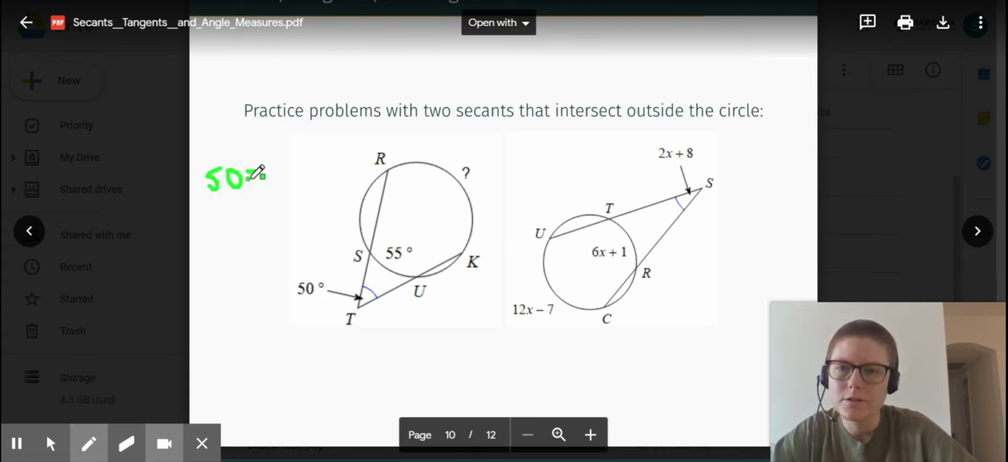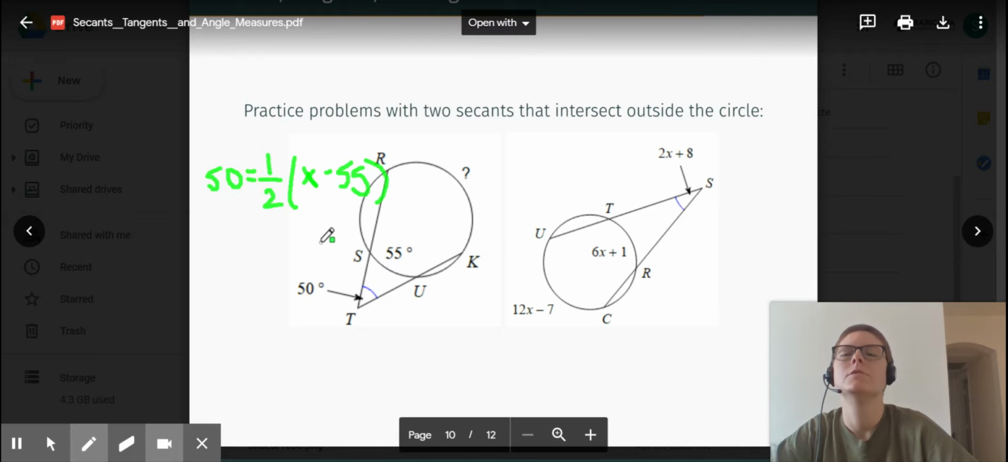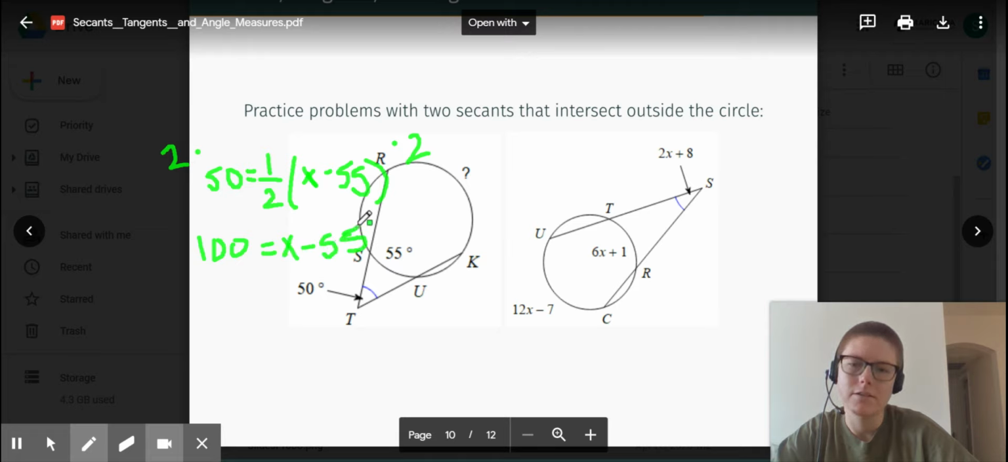So 50 is equal to 1/2, question mark, I'm going to call it X, minus 55. All right. So we can distribute the half, or we can just multiply by 2 to get rid of the half, because 2 and half are opposites. I like multiply by 2 better. I think that sounds nicer. So 100 equals X minus 55, right? Obviously, to get the X by itself now, we got to add 55.